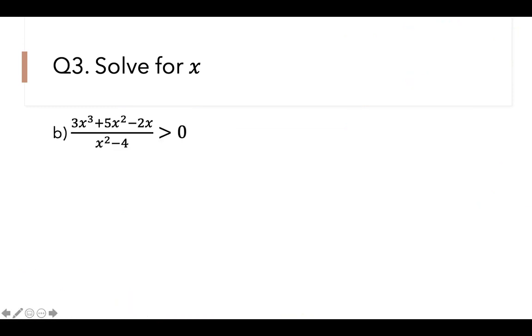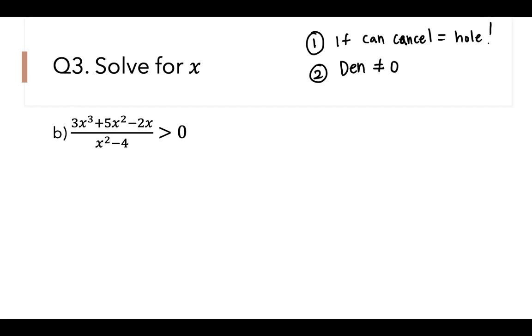Now next, we have a different type of question. This time we're given a rational expression. When we're given a rational expression, we know right away that if we are able to cancel numerator and denominator, there's a hole. So rule number 1, if you can cancel, that means there is a hole. Okay, it's an open circle. And keep in mind, the denominator cannot be equal to 0. That is going to be your vertical asymptote.